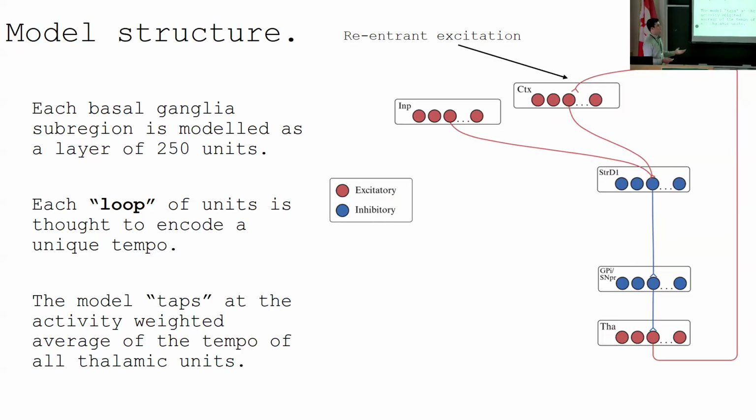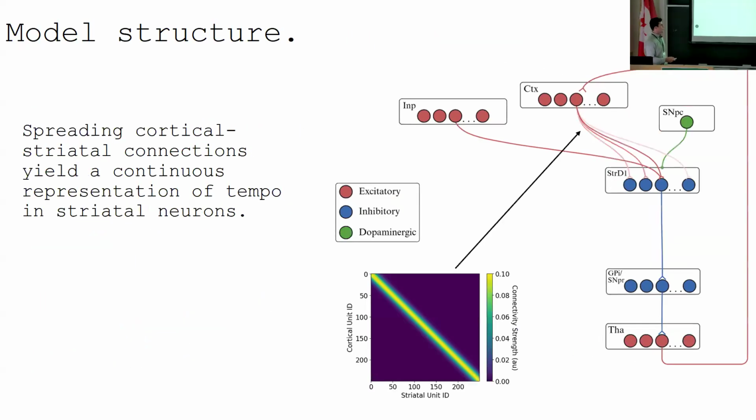So what about those continuous representations that I was talking about earlier? The way that we model those is by breaking the segregation within these loops and allowing the cortex to send spreading excitation to the striatum. So I'll use an example. Let's assume that this cortical unit encodes tapping at 5 Hertz. It's going to send its strongest excitation to the striatal unit encoding tapping at 5 Hertz, and then slightly weaker excitation to the striatal unit tapping at 4 Hertz, and then 3 Hertz, and so on.